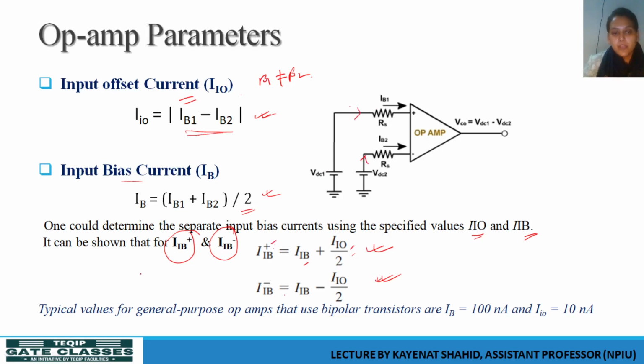Okay, so the general purpose op-amp is based on bipolar transistors. Why are we saying this? Because there are op-amps made of FETs, normally field effect transistors, and MOSFETs are also used for making the operational amplifier. But for op-amps made of bipolar transistors, that is BJT, the input bias current will be in the range of 100 nanoampere, and the input offset current is in the range of 10 nanoampere.